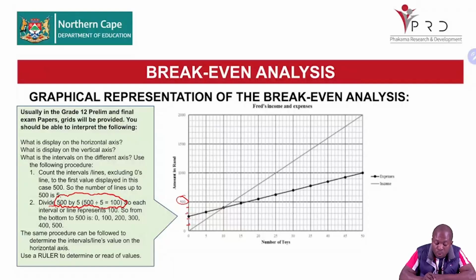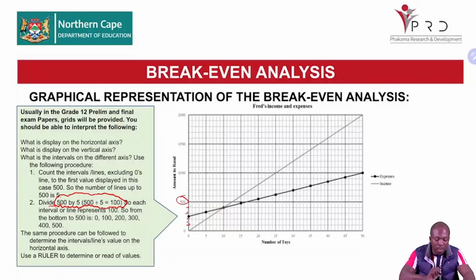Don't include the 0. After the 0, you count 1, 2, 3, 4, 5 to that line where you get the first value, and you realize that, oh, there are 5. So 500 divided by 5, that means each value is 100 rand. Now you know. So try to practice that even in the examination.